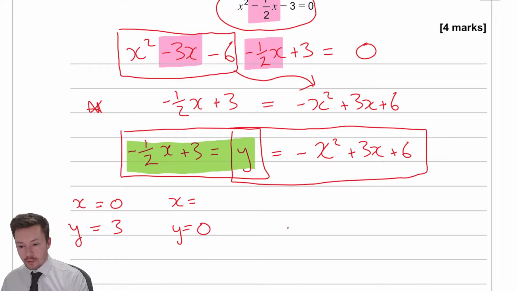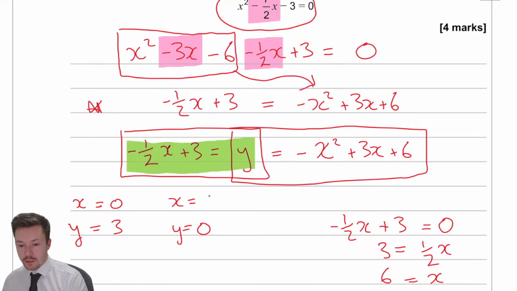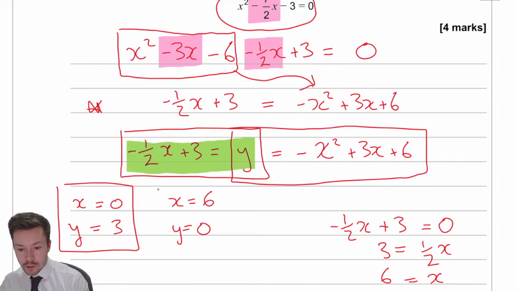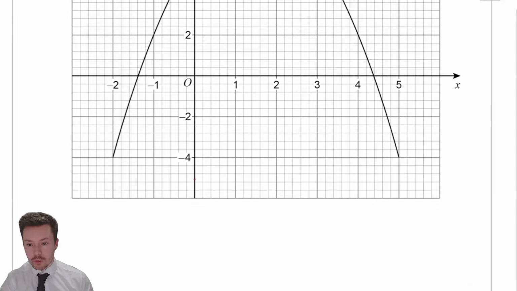So, if y is 0, I'm going to have to do some working out over here. We get minus a half x plus 3 equals 0. Put the half x on the other side, we get 3 is equal to a half x, times both sides by 2, and we get x is equal to 6. Okay, so now we've got 2 coordinates to plot. We're going to draw a straight line through them, and then we're going to use the intersection points to estimate the solution.